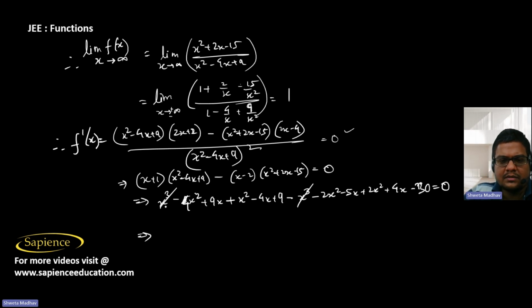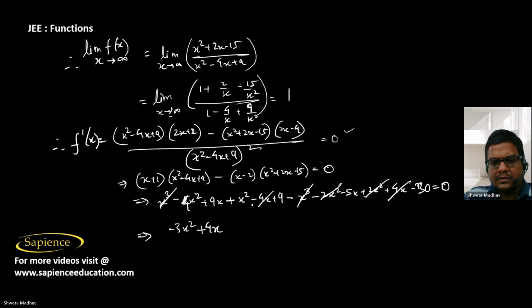So this x cube will get cancelled. Then we will get minus 4x square, this will be plus 2x square and minus 2x square, that will also cancel. So this will be minus 3x square, minus 4x plus 4x, that will cancel, plus 9x minus 4x, that is plus 9x minus 5x, that is plus 4x, and then plus 9 minus 30, that is minus 21, is equal to 0. Or we can write 3x square minus 4x plus 21, that is equal to 0.